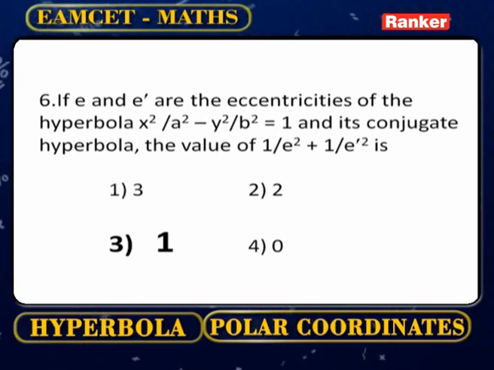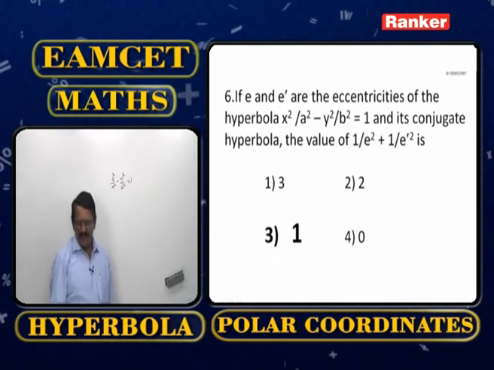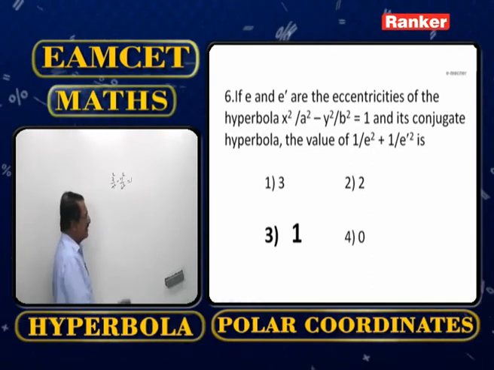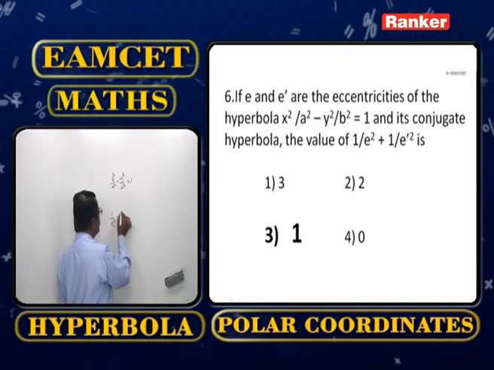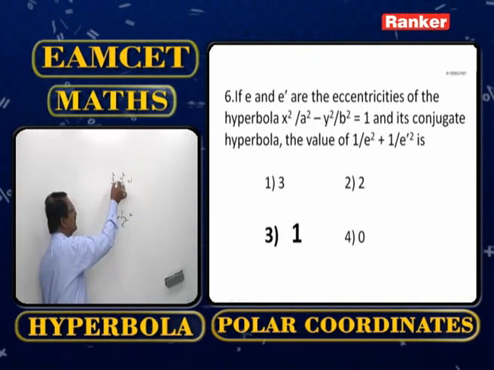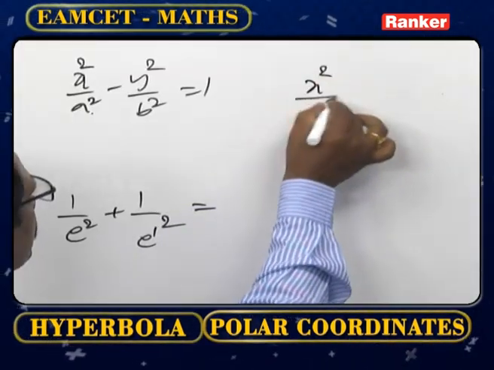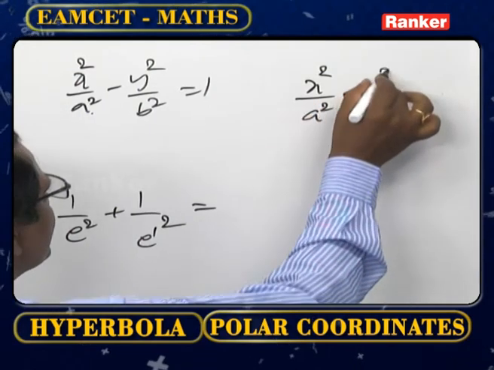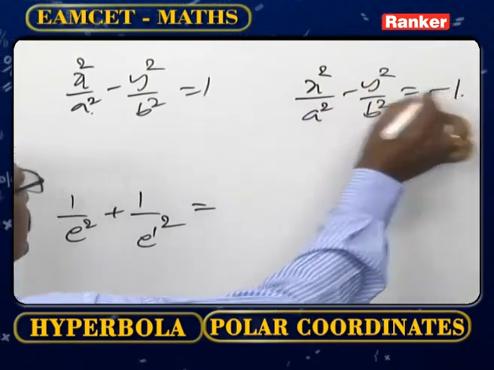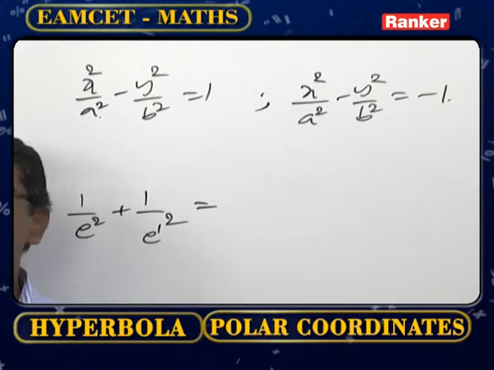If e and e dash are eccentricities of the hyperbola x square by a square minus y square by b square equals 1 and its conjugate hyperbola, then the value of 1 by e square plus 1 by e dash square equals to? Now, hyperbola equation x square by a square minus y square by b square equals 1, and its conjugate hyperbola x square by a square minus y square by b square equals minus 1.